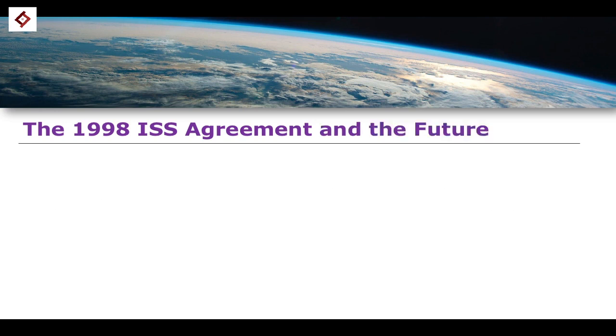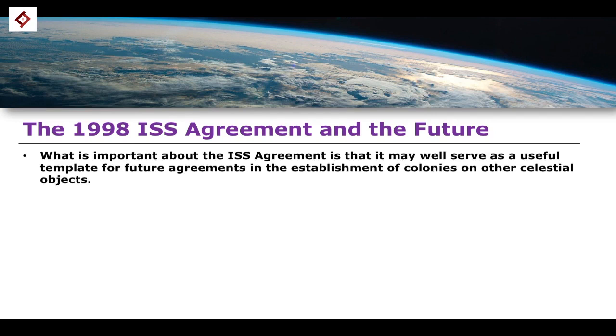And what I think is important about the ISS agreement, not just because of how sophisticated the legal regulation is, but because it may well serve as a useful template, or potentially just the template, for agreements establishing other colonies on other celestial objects in the future. So we are seeing in recent years, with the establishment of SpaceX, with NASA having a renewed interest in going into outer space, with other countries like India and China developing their space programs, that there is going to be likely future interest in colonizing other areas within the solar system, and this is becoming more and more of a reality and something that can be done in the future.